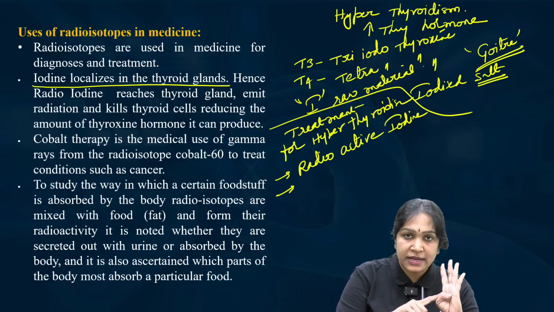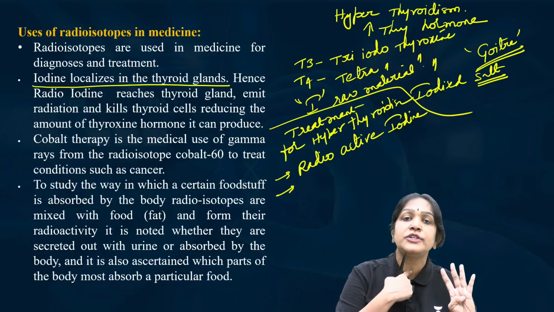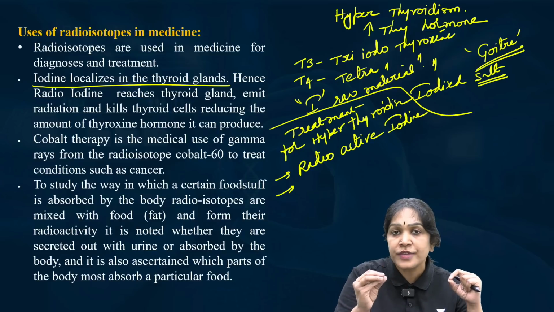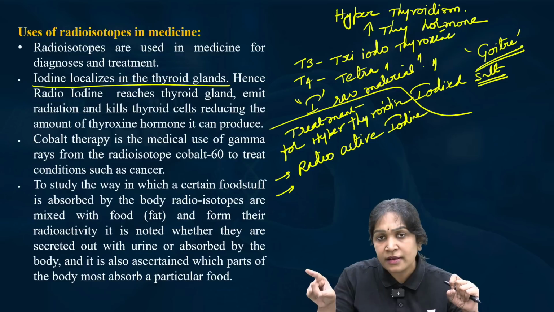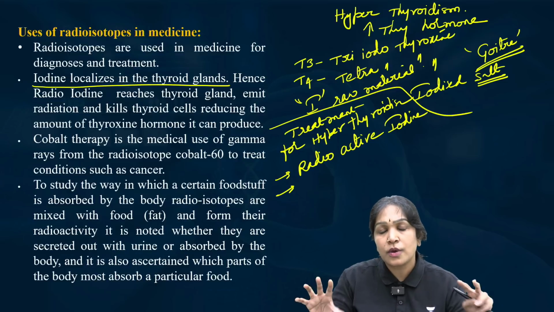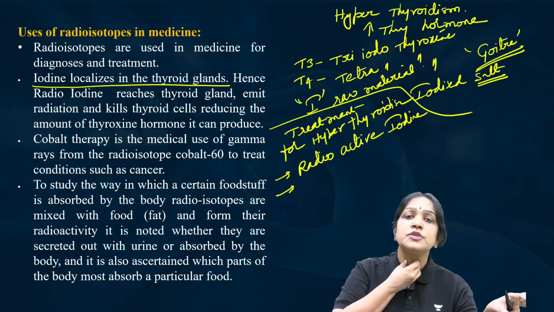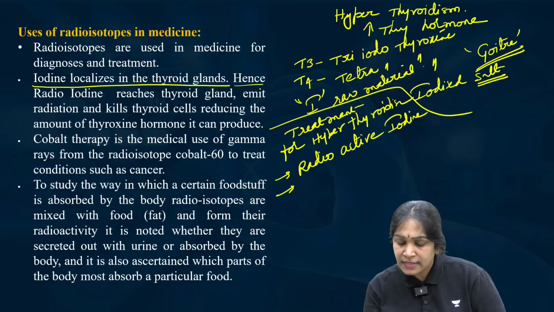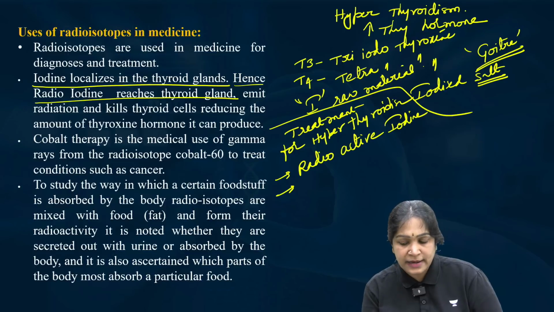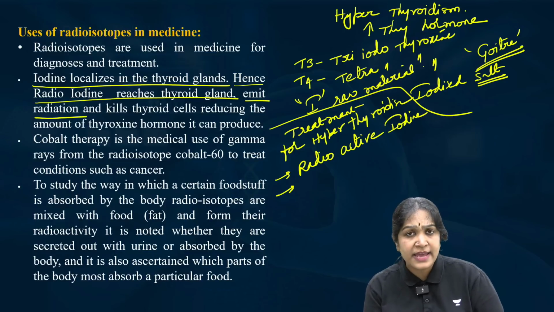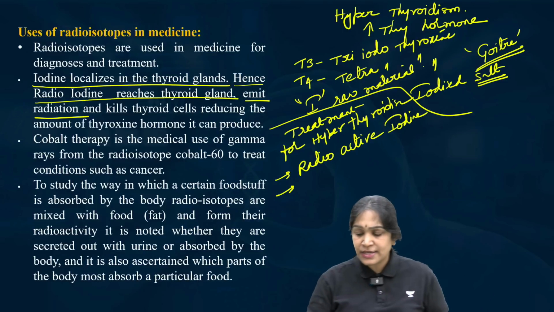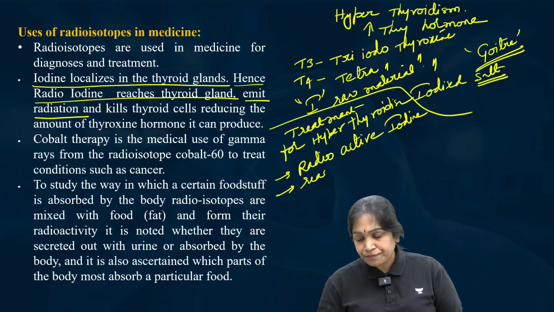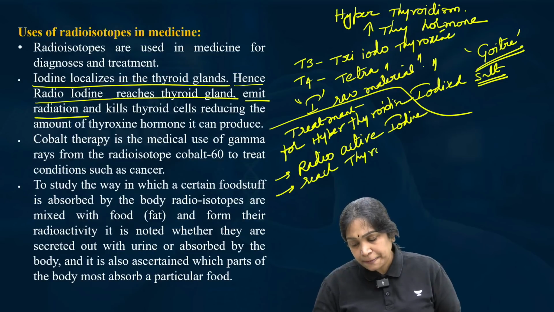If I take iodine, most of the iodine goes into my thyroid gland. Let us suppose I am eating iodine. Most of it goes to which organ? Will it go to heart, liver, kidney, pancreas? No. Major amount of that iodine goes to thyroid gland only. The iodine reaches thyroid gland and emits the radiation. This radioactive iodine will reach the thyroid gland.